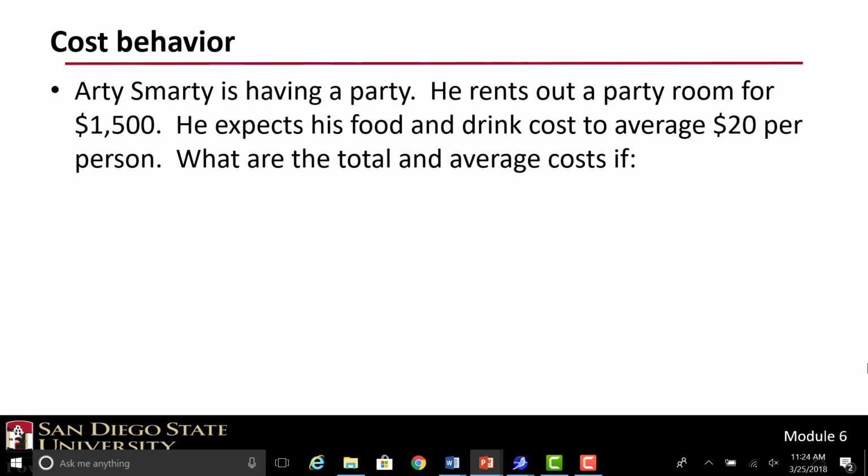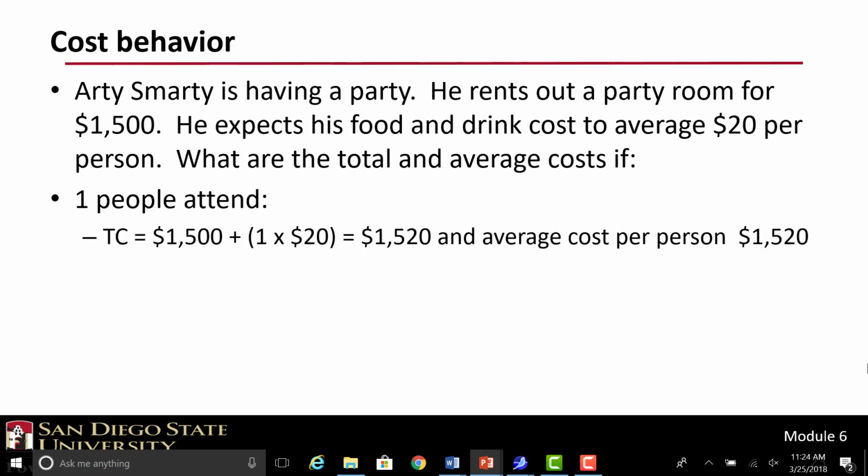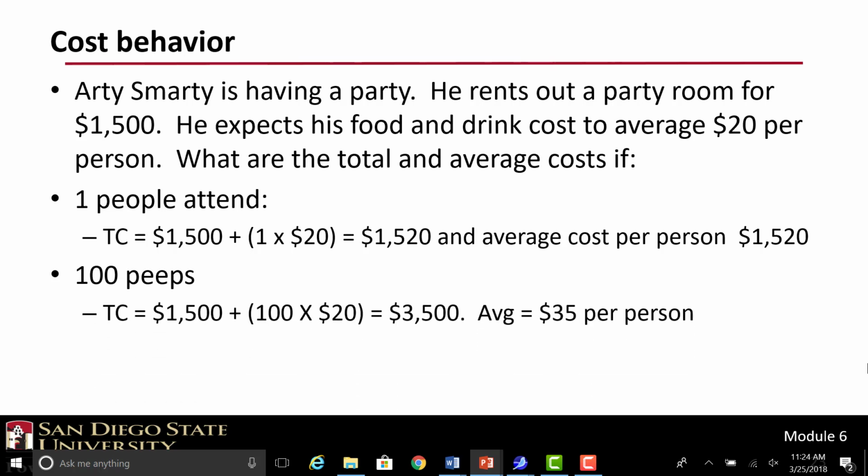Okay, so if only one person attends, then his total cost is the $1,500 of fixed, plus 1 times the $20 of variable cost per person, or $1,520. And therefore the average cost is pretty easy. Since only one person is there, the total cost is the average cost of $1,520. If 100 people attend, well, the fixed cost remains the same.